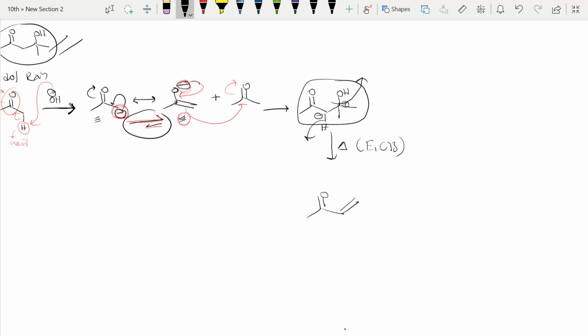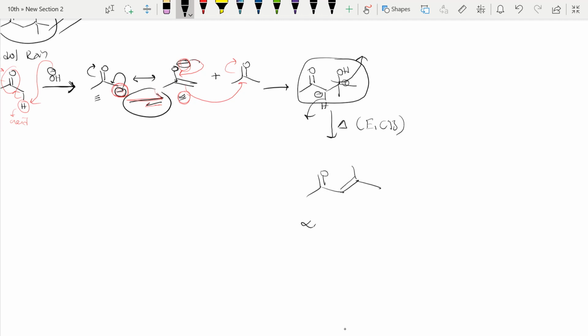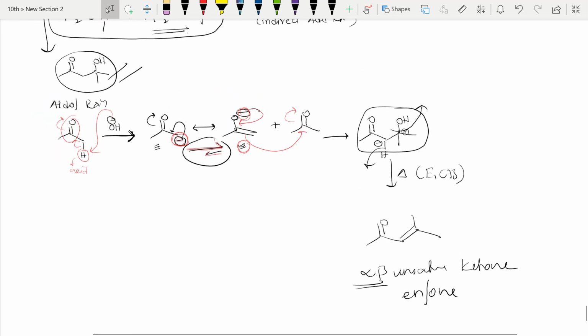I hope you are getting it. This product I will get, right? So this is nothing but an alpha beta unsaturated ketone, right? So this is also called an enone. Ene means conjugation, double bond. So a double bond is there. One means ketone group, right? So both of these compounds are equivalent only.